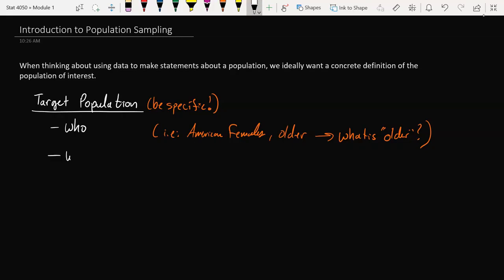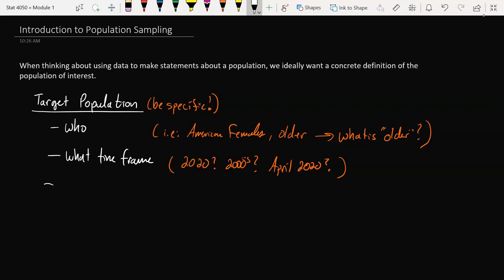Who? What time frame? Sort of like a when, but what time frame are we talking about? Are we talking about older American females currently? Are we talking about over the last decade, over the last century? Are we talking as of 2020? Are we talking 2000s? Are we talking April 2020, right? What are we talking about here?